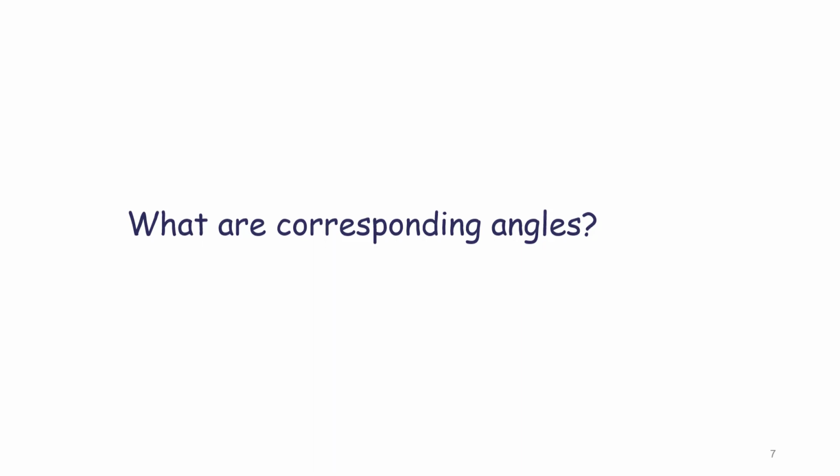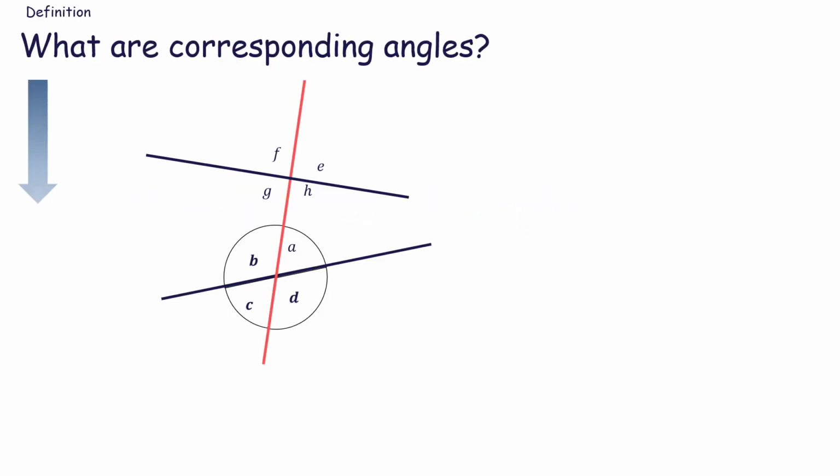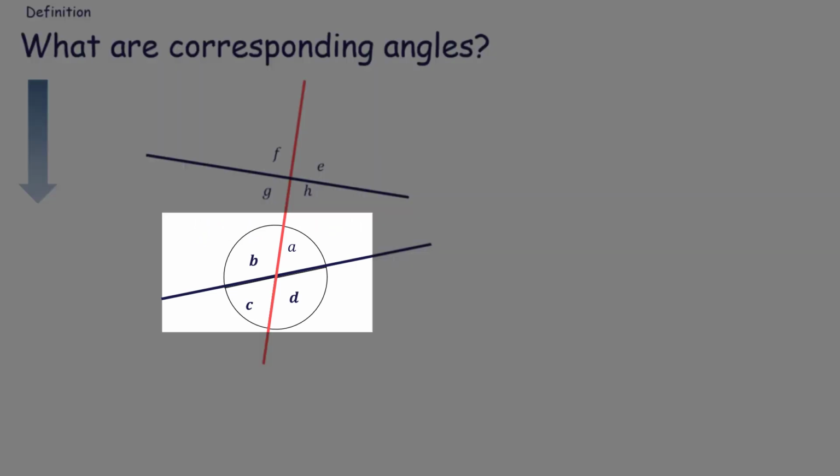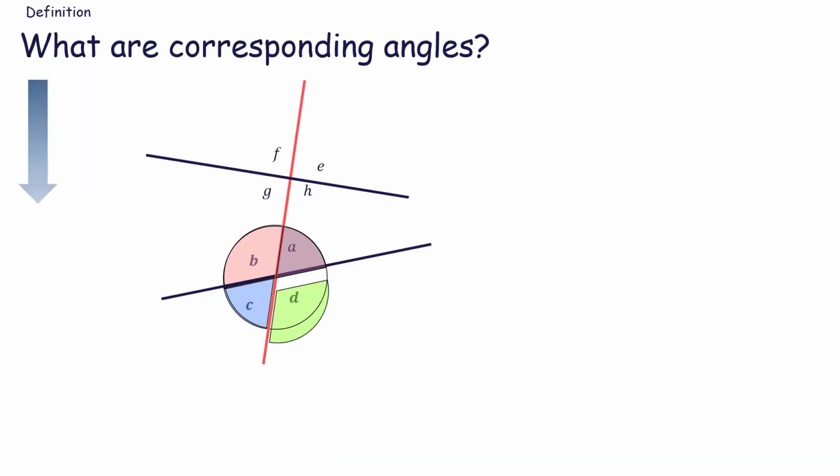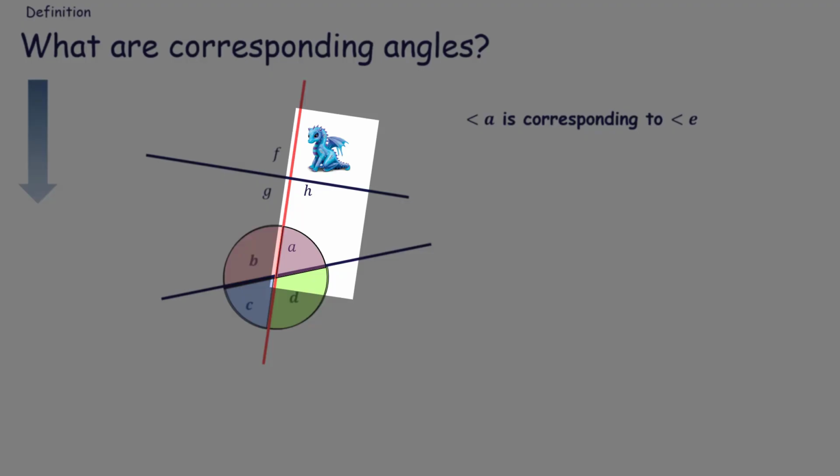What are corresponding angles? There's a relationship between the 4 angles formed by the transversal and the bottom line and the 4 angles formed by the transversal and the top line. Let's check it out. Angles C, B, A, and D are all around a point. So those 4 angles add to 360 degrees. Angle A is corresponding to angle E. So angle A and angle E have got corresponding positions. They're both on the right side of the transversal above the other two lines.